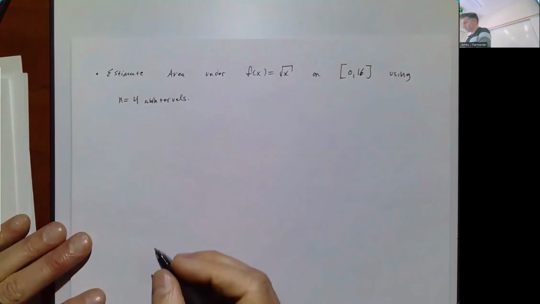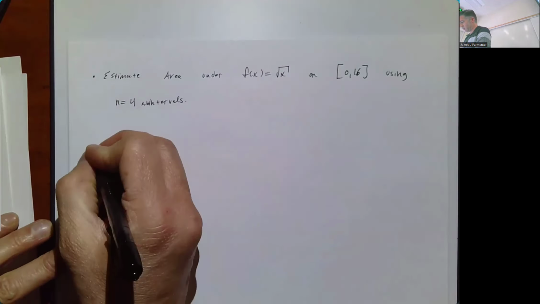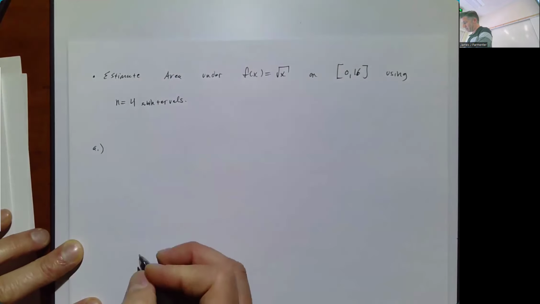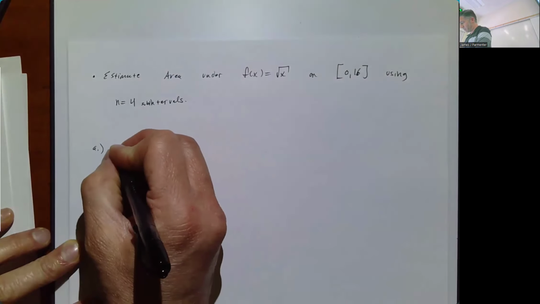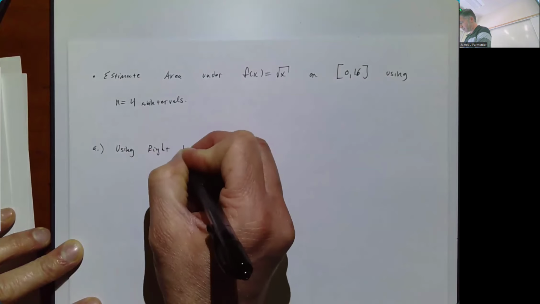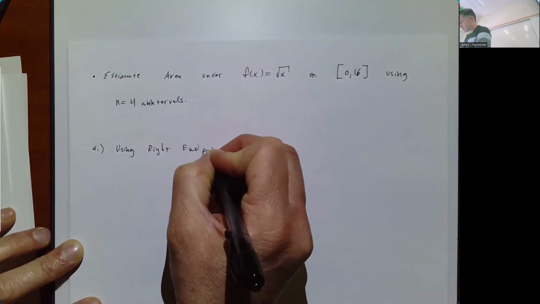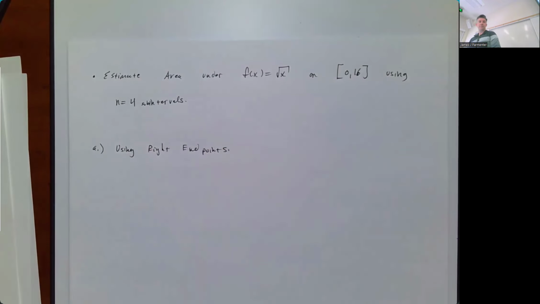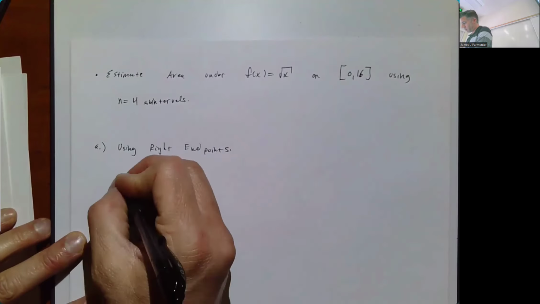Let's draw a picture. Oh, sorry, and one more thing. We're going to do this a few times. So in part A here, we're going to use right endpoints. All right, so let's see what we get here from a picture.